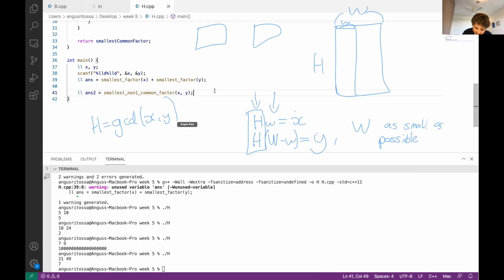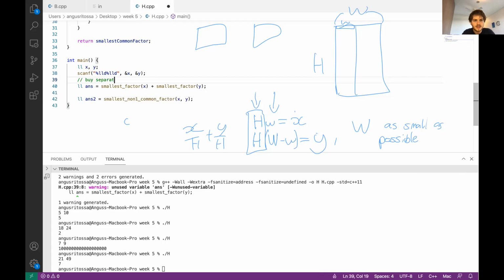If H is the GCD of X and Y, then W is just X divided by H plus Y divided by H. That's big W here. So our final answer, this is by separately, this is by together, cut horizontally, and finally we have by together, cut vertically.